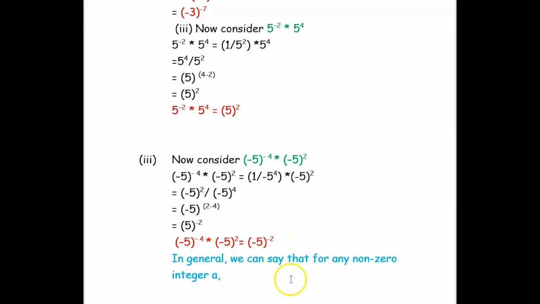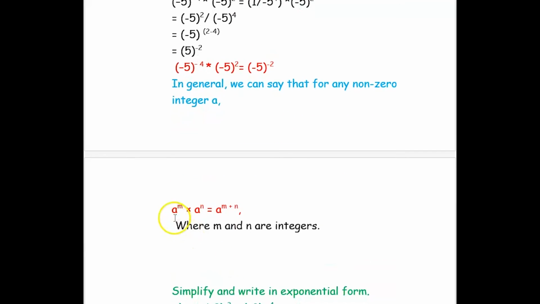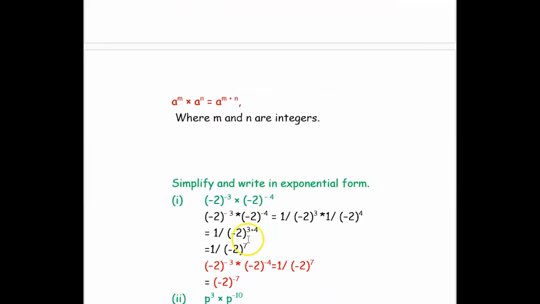So in general, we can say that for any non-zero integer a, a raised to the power m into a raised to the power n is equal to a raised to the power m plus n, where m and n are integers. It may be a positive integer or a negative integer.